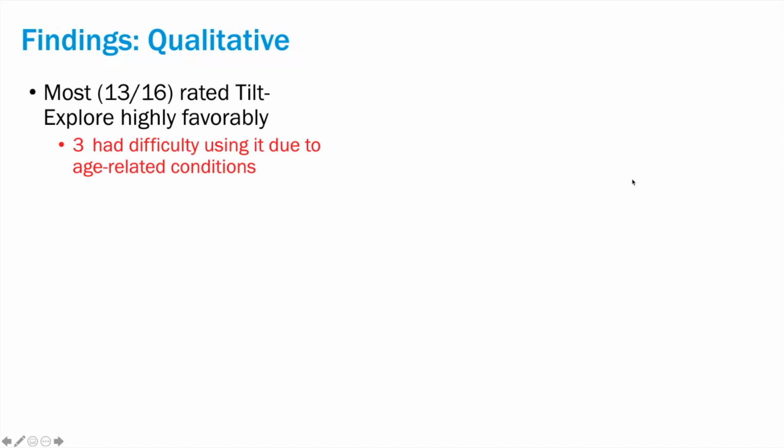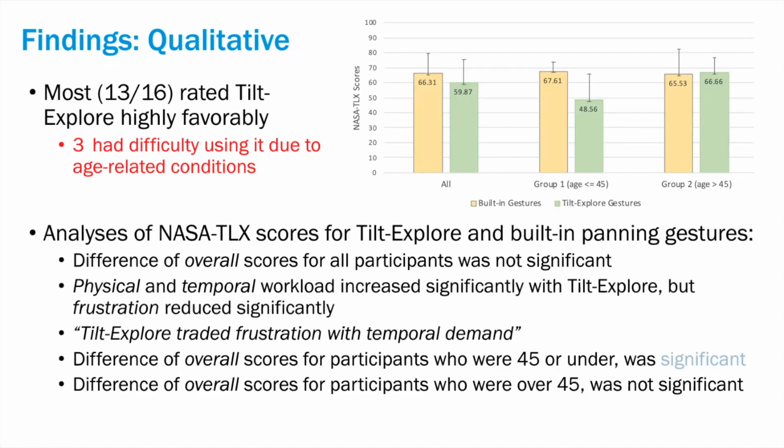In terms of subjective feedback, participants who did not have age-related conditions rated Tilt Explorer highly favorably. The analysis of NASA TLX scores of both conditions revealed that the difference of overall scores was not statistically significant, except for those who were 45 or under. With Tilt Explorer, the physical and temporal workload were increased significantly, but the frustration was reduced significantly.